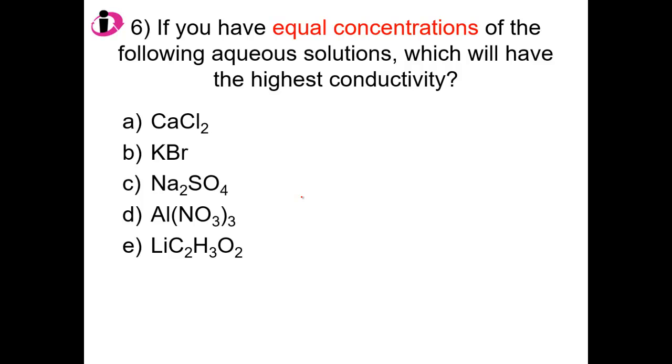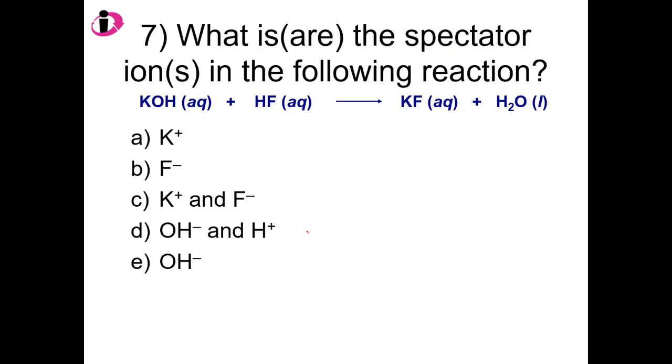Okay, here's another typical kind of question. If you have equal concentrations of the following aqueous solutions, which will have the highest conductivity? So let's assume that all these, this calcium chloride is completely soluble. So every 1 mole of this, or 1 molar of this, I'm going to have 3 moles of ions. I'm going to have 2 moles of ions. One of these, two of those, 3 moles of ions. 3 nitrates, 1 aluminum, it's 4 moles of ions. 1 mole, 1 mole of the acetate ion, that's a total of 2 moles of ions. So the one that has the most moles of ions is going to have the highest conductivity. So it'll be aluminum nitrate.